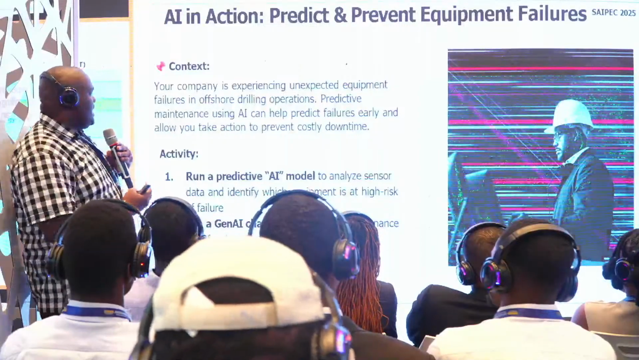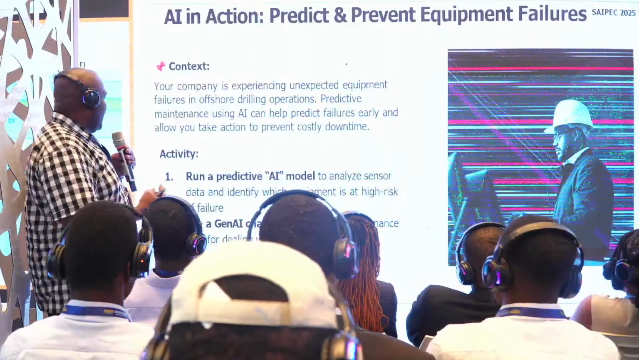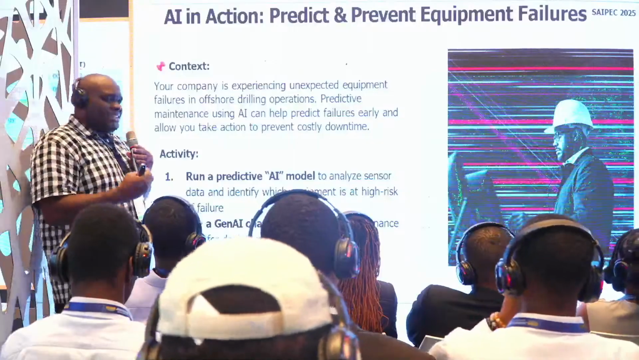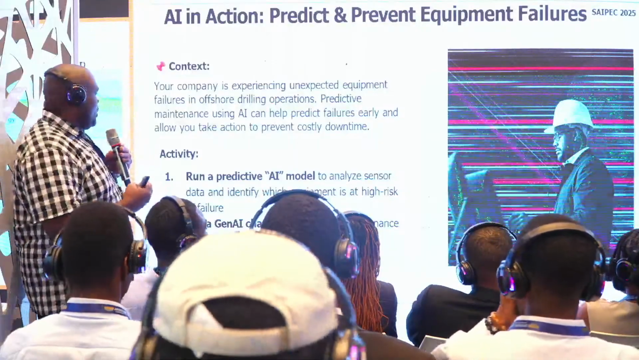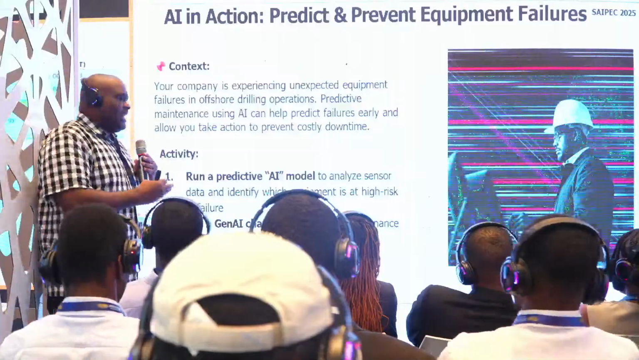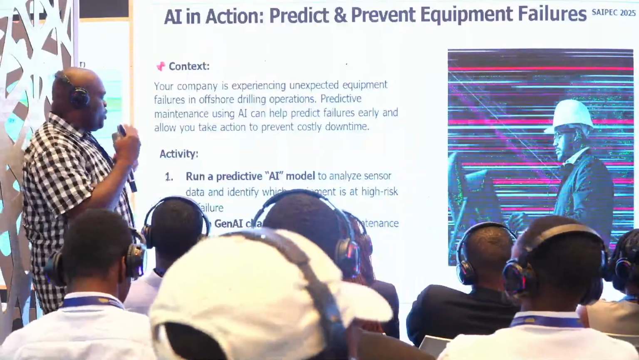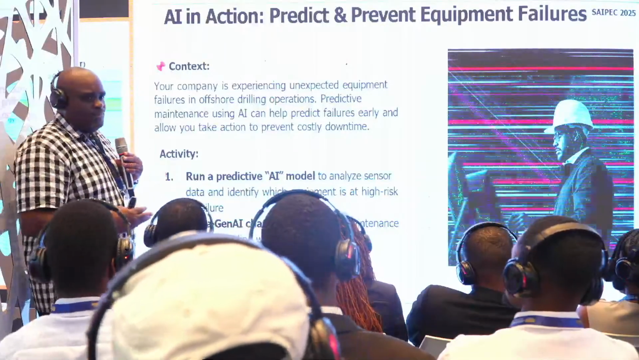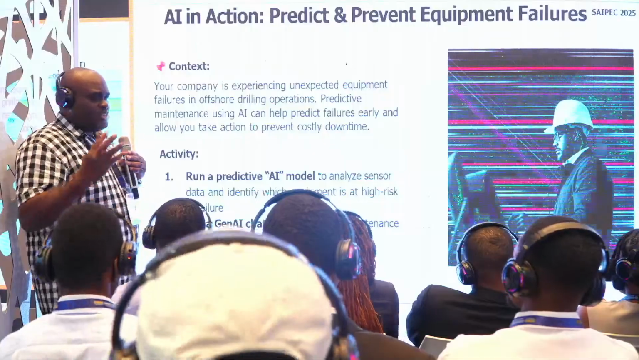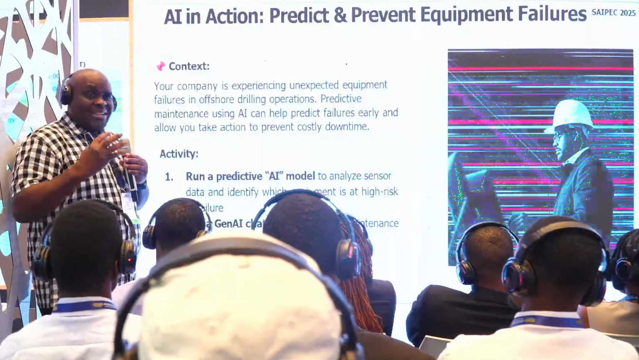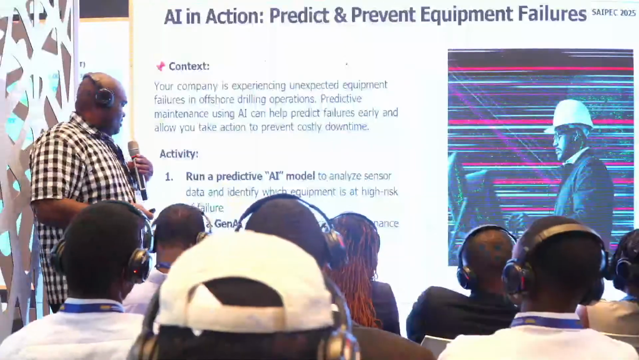Predictive maintenance using AI can help predict failures early and allow you to take decisions to prevent costly downtime. So we're going to run a predictive AI model to analyze sensor data and identify which equipment is at high risk of failure. All right? So you have sensor data, the AI will use it to analyze it, and then show us which equipment, based on data analysis, has a high risk of failure. We're going to use a Gen AI chatbot to generate a maintenance plan for dealing with the at-risk equipment.